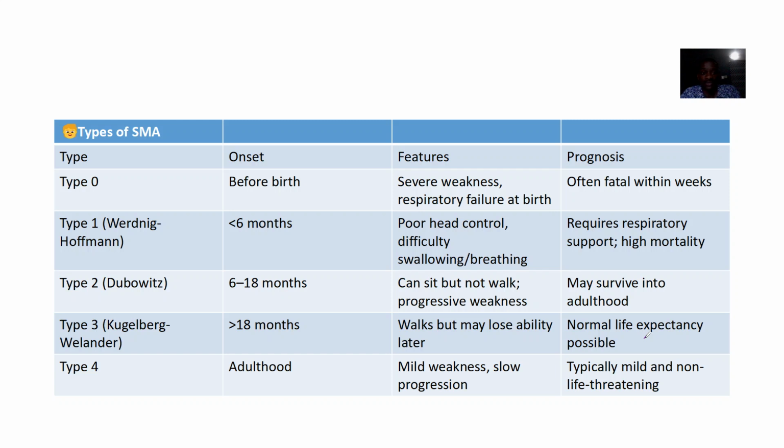Okay, so types of it, we have type 1. This is the what? Werdnig-Hoffmann. Now look at the onset, look at the features, look at the prognosis. That's the possibility of the patient recovering from that. We have type 2, which is Dubowitz. We have type 3, which is what? Kugelberg-Welander. Okay, then all of that.